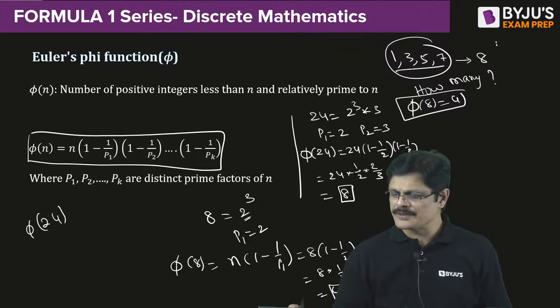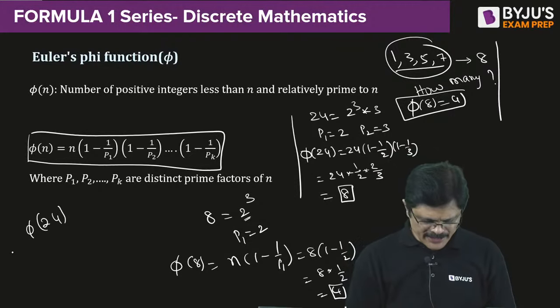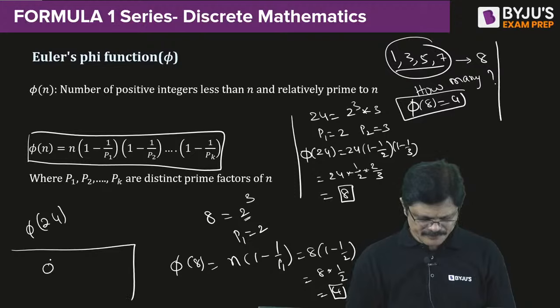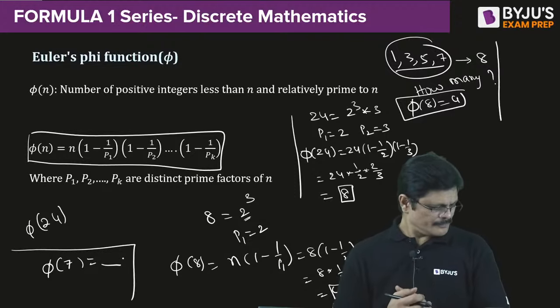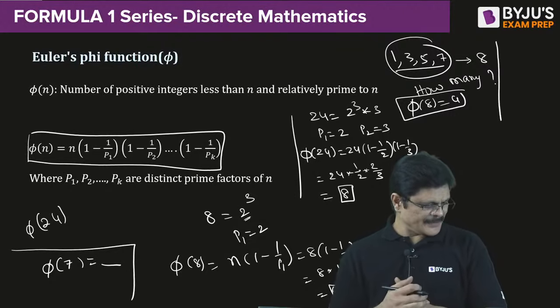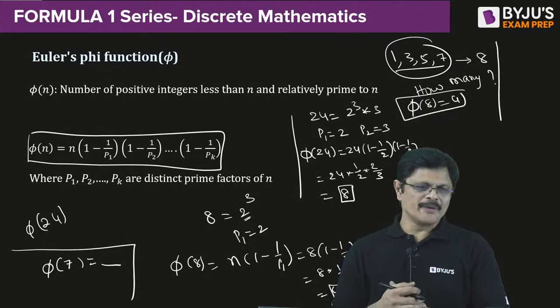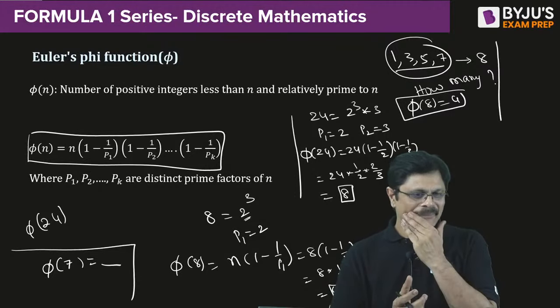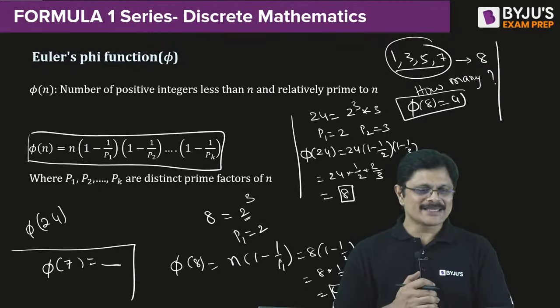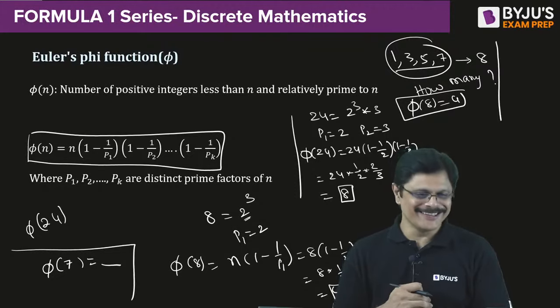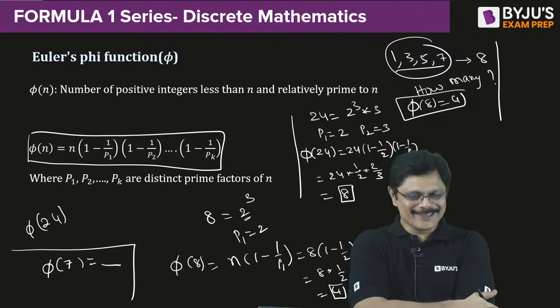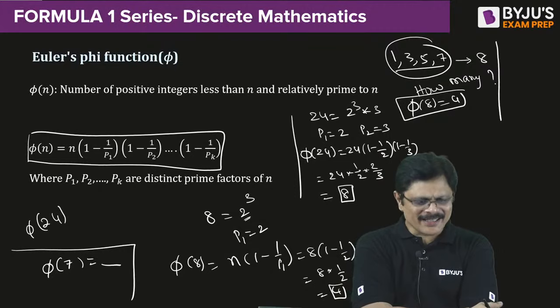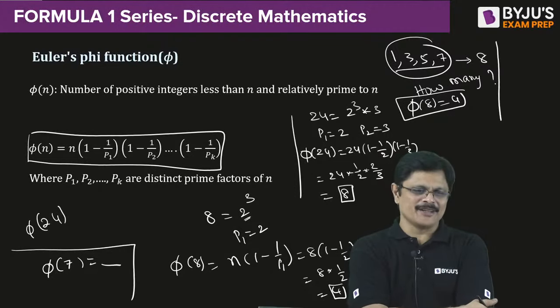I'll ask you one question. Shall I write it here? What is phi 7? Very, very good. What are you doing, Nishu? Please correct me, Nishu Kumar. Quickly. Super. Why 6, sir? Phi 7 is 6. Very good.